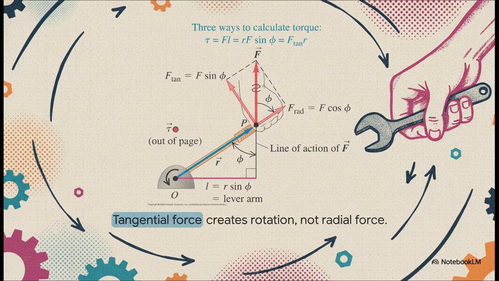But here's the catch. Not all your effort actually goes into turning it. The force you push straight into the pivot, the radial force, doesn't help rotate the wrench at all. Zero. It's only the tangential force, the part of your push that is perfectly perpendicular to the handle, that actually gets things spinning. It's not just about strength, guys. It's all about exactly how and where you apply it.